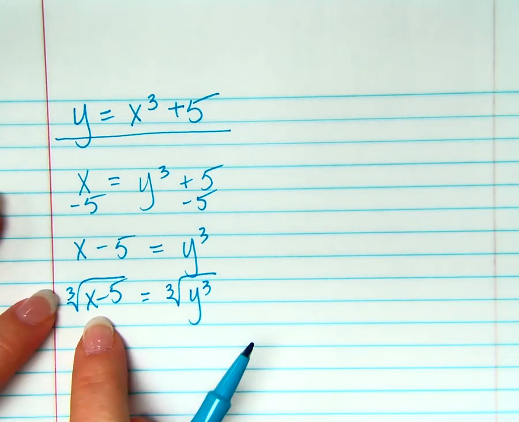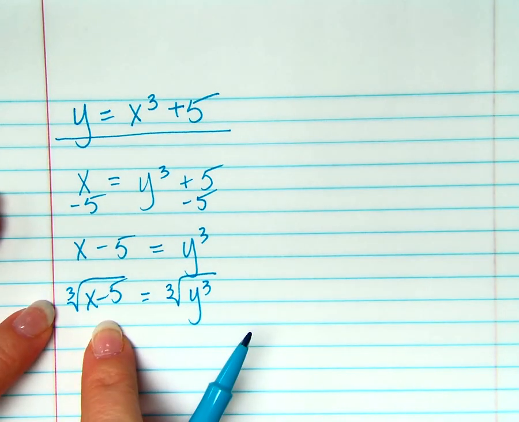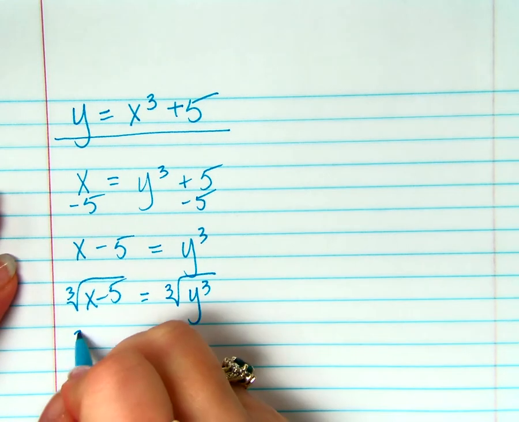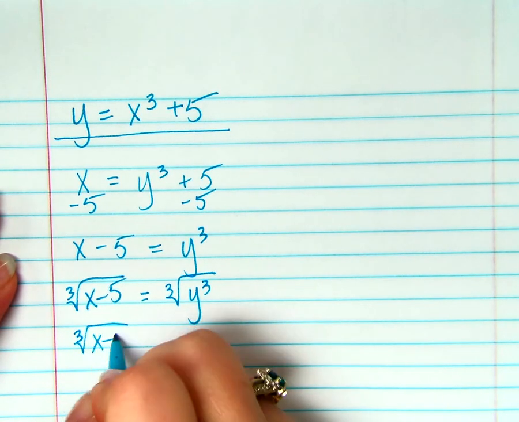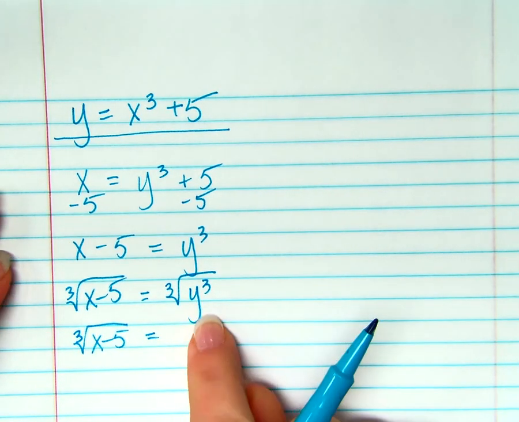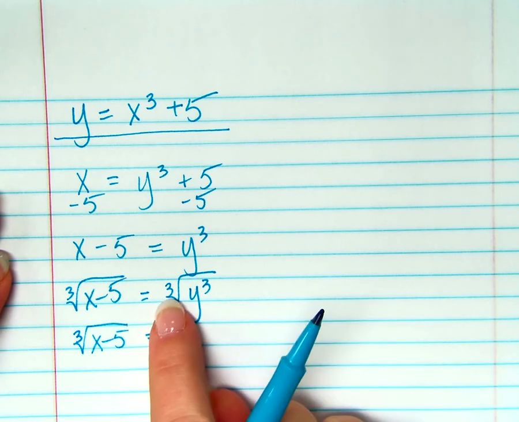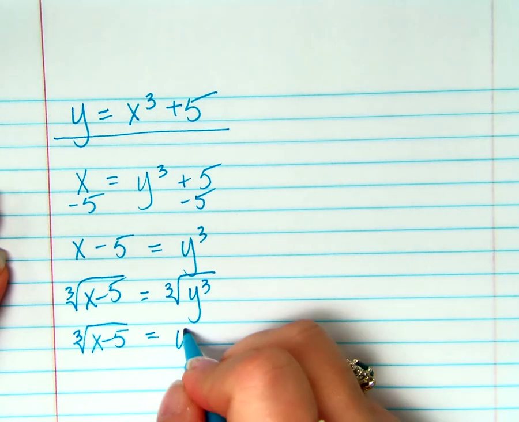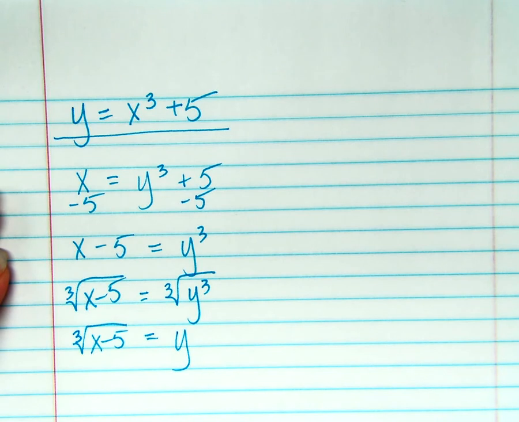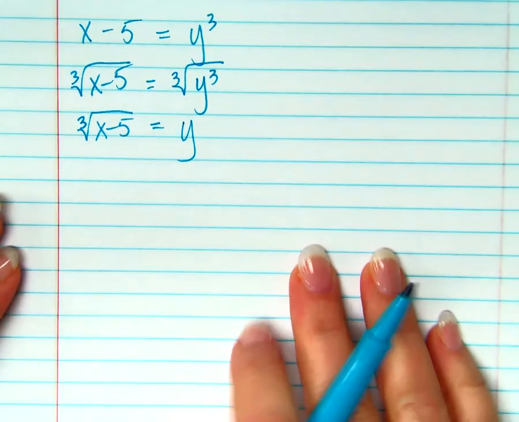Can I simplify this side any further? No. So I get cube root of x minus 5. Can I simplify this side any further? Well, I hope so. That's why I took the cube root of it, right? That gives me y. Any questions? Because we're done. That's it. Okay? Let me show you another example.